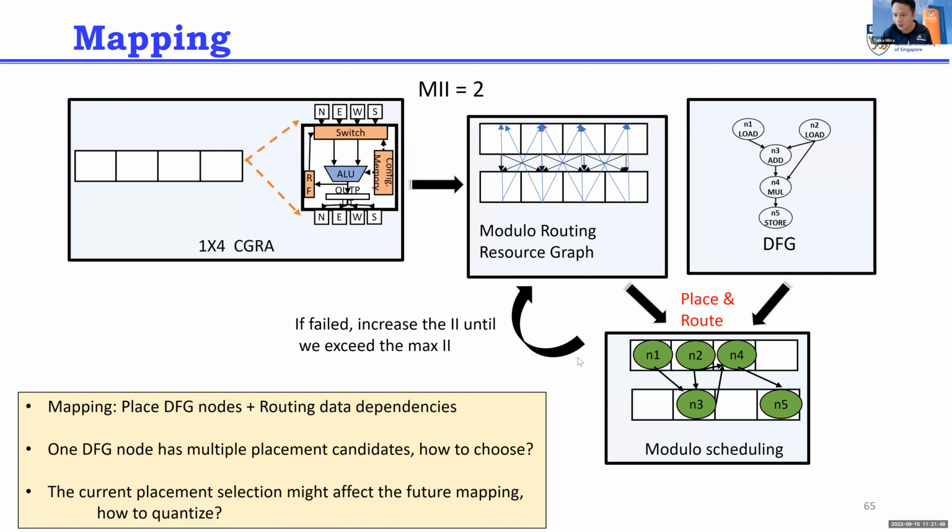However, you can see that for each DFG node, we can place it on any spatial-temporal PE in this example. It means that it has multiple placement candidates. Then how do we choose among these candidates? For example, if we place N1 and N2 first, this placement choice will affect the mapping of N3 and N4 because of data dependency. So how do we quantify this kind of effect? We need to solve this problem in our mapping to achieve a high quality mapping.